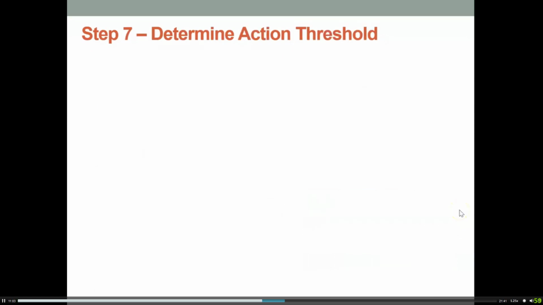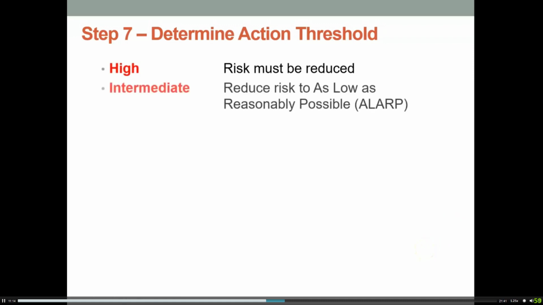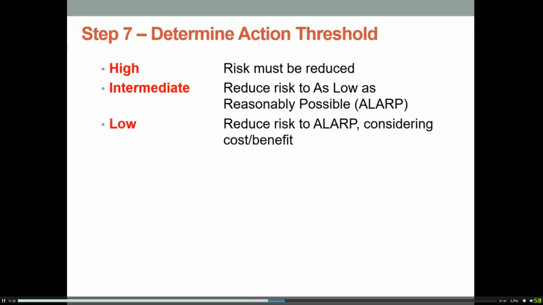So in step 7 then we want to determine our action threshold. Once we get all this information, what are we going to actually do with it? Our high risk must be reduced. Intermediate risk needs to be reduced to as low as reasonably possible. Low risk needs to be reduced to as reasonably low as possible, considering your cost benefit. You're not going to spend a huge amount of investment in time and resources on making a low risk slightly lower. You want to concentrate your efforts on the high and the intermediate risks. If something is trivial, it's generally an acceptable level of risk and you probably will leave it as is.